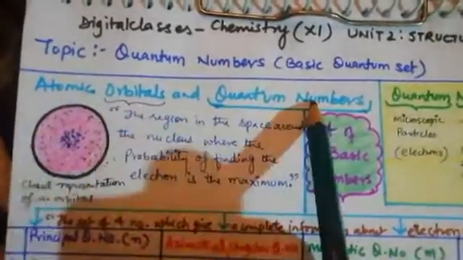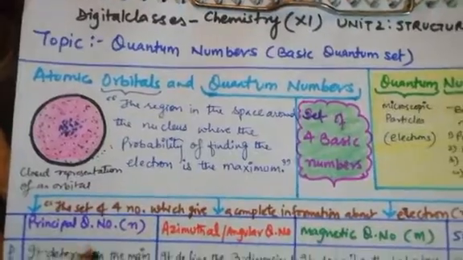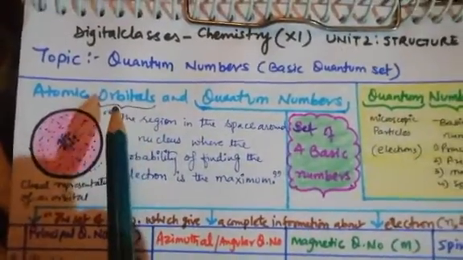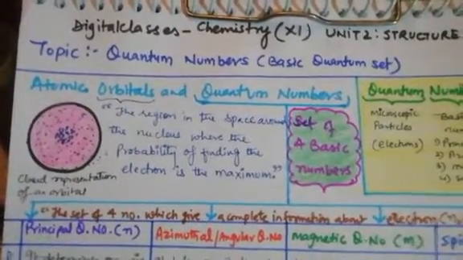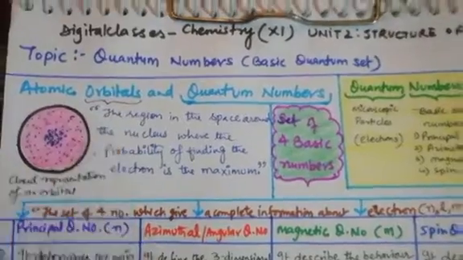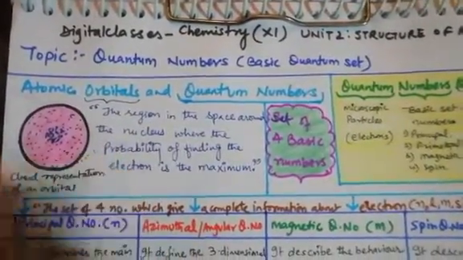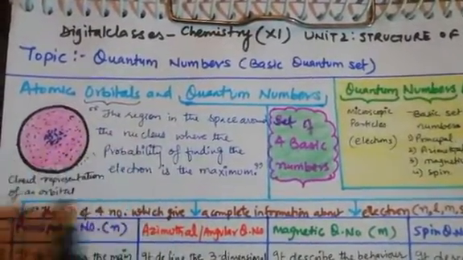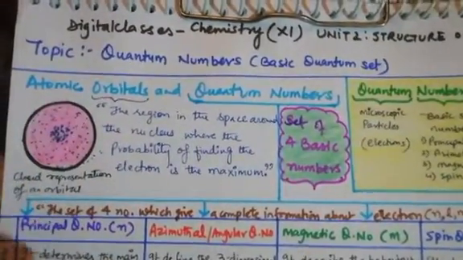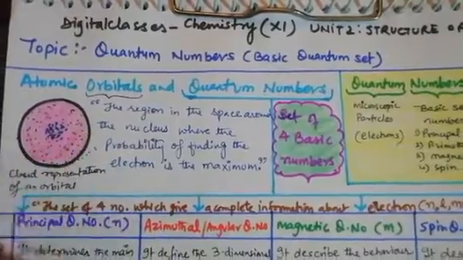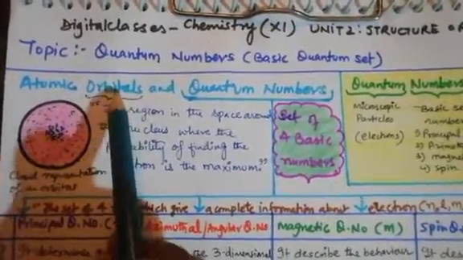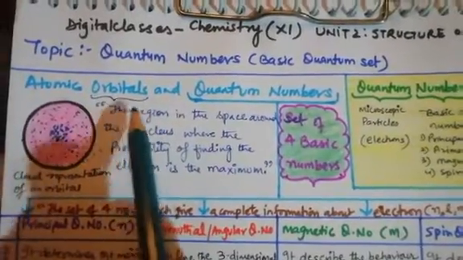So, atomic orbital and quantum number. Before discussing the four basic quantum numbers, let's discuss the atomic orbital. As we discussed in the previous video about the Schrödinger equation, the best part of the Schrödinger equation was the most probable area of finding the electrons. Where the electron will be found, we can calculate by solving the equations. The introduction of the atomic orbital comes from that Schrödinger equation.